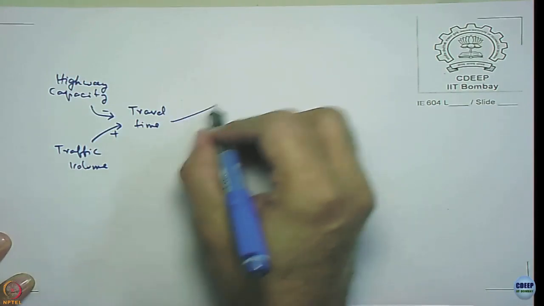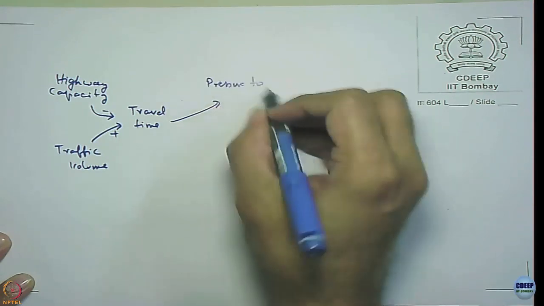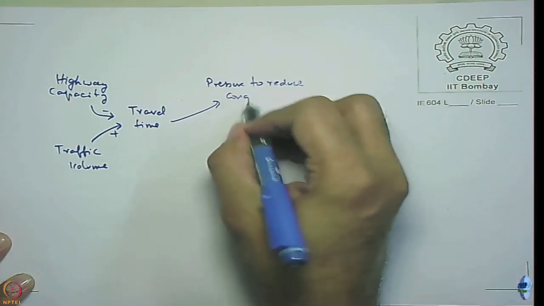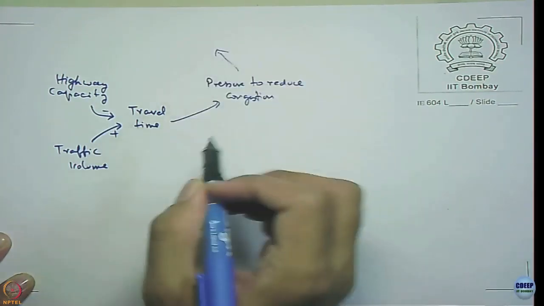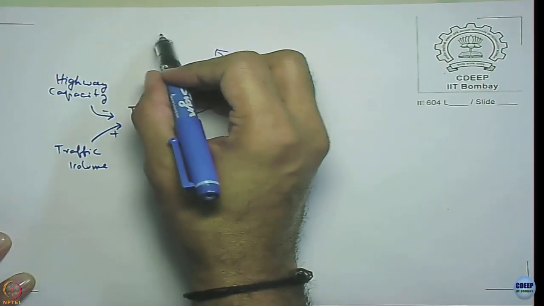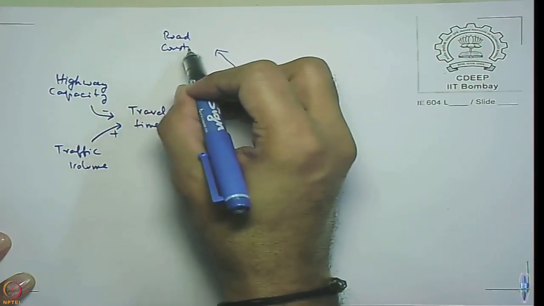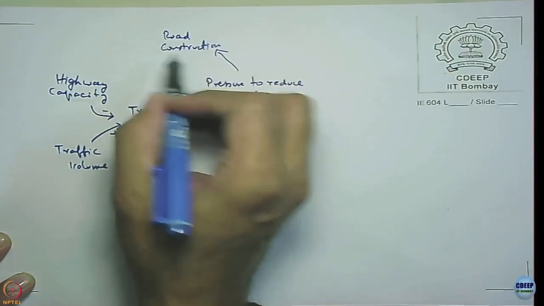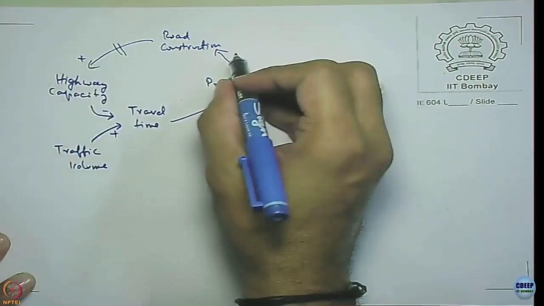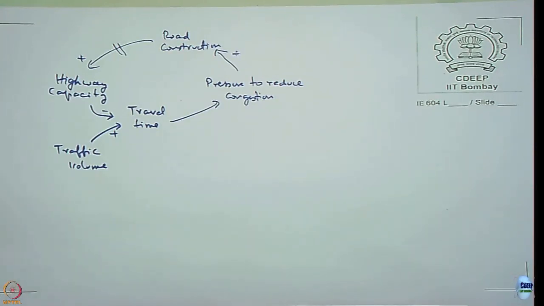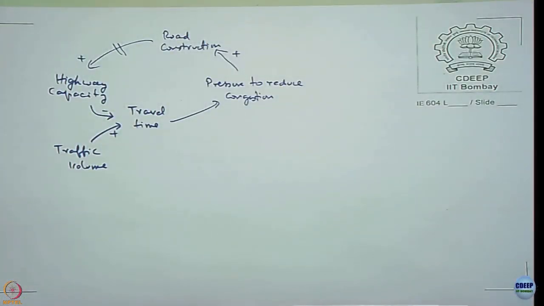And based on the travel time, let us have a variable called pressure to reduce congestion, and as pressure to reduce congestion is large, we take up road construction, and as road construction, after a delay, results in increased highway capacity. So, as pressure to reduce congestion increases, road construction activities increase. As road construction activity increases, after some delay, the highway capacity will increase. It takes time to expand roads. And as highway capacity is more, the travel time goes down.